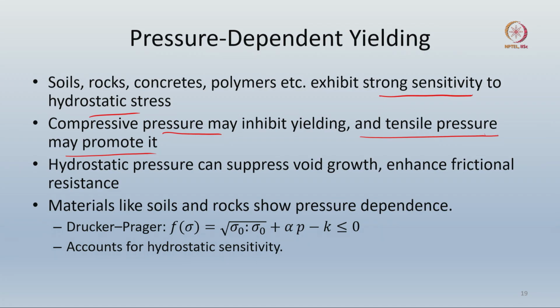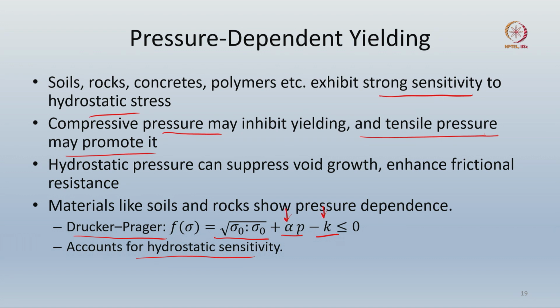another notion of the yield function F of sigma, which is called the Drucker-Prager yield function, which is given here. Again, this is the square root of the inner product of sigma 0, which is the deviatoric stress, with itself, as we had in the von Mises case, except for the factor 3/2, which is taken care of by the material constants alpha and k. And then there is an extra term alpha times p, p is the pressure, and a second constant k. So, F of sigma therefore as usual should be less than or equal to 0. This accounts for hydrostatic sensitivity.